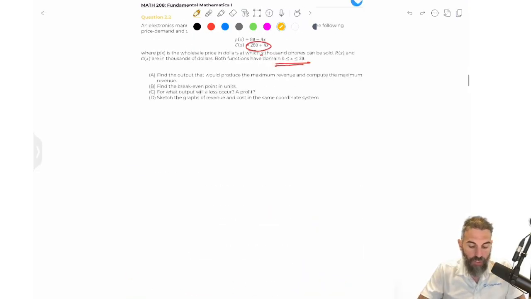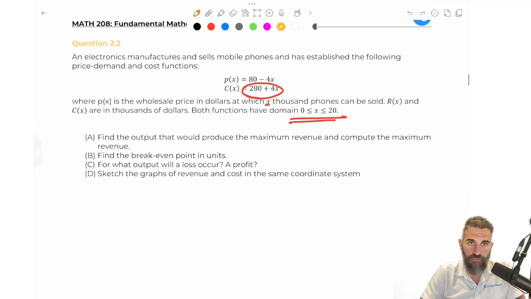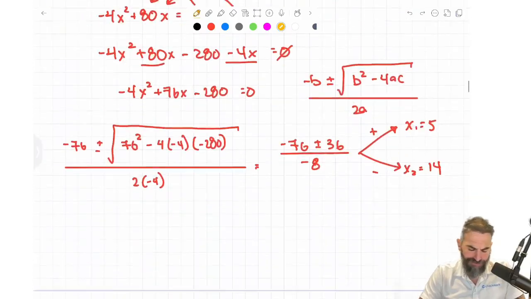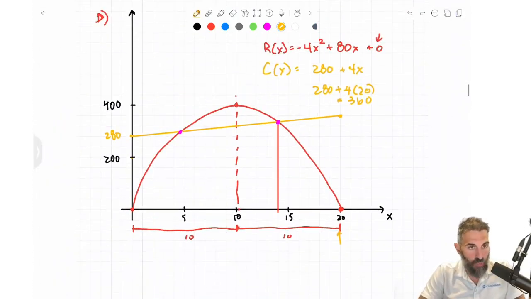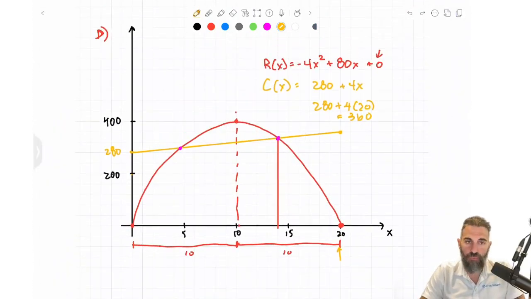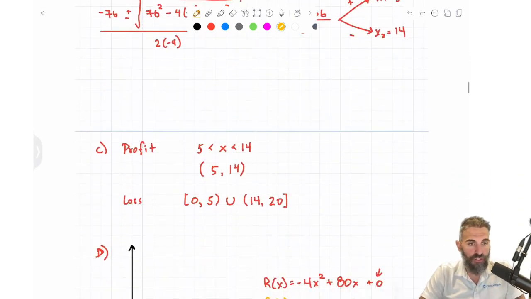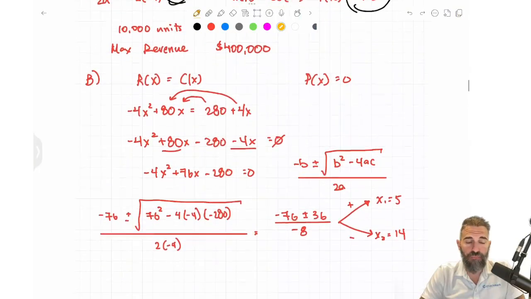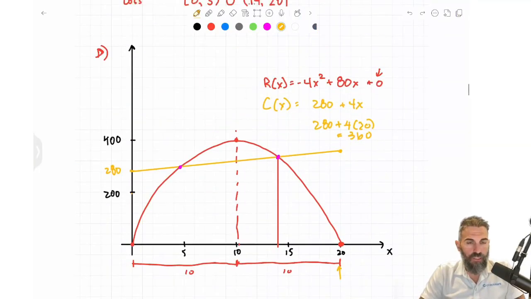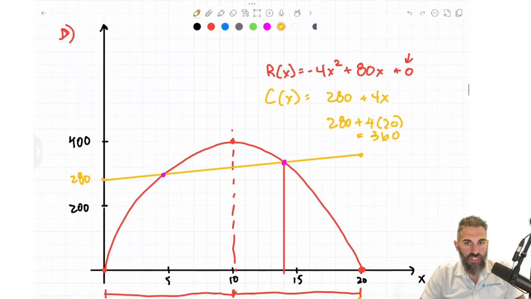This is what an exam question looks like when you do get tested on this, typically 4 parts. Will they ask you to sketch or not? Maybe, but you want to know how to do it. You want to be able to find your break-even points. You want to be able to answer the range of profit and loss, and that should get you all your marks. So that's it for this video.